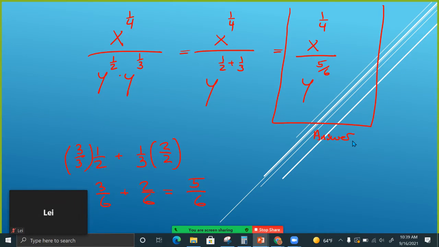This problem, really, most of our work was just adding and subtracting fractions, and remembering our rules, like how do I combine x's on top and x's on bottom? You subtract the top minus bottom exponent. How do I combine the two y's? They're being multiplied. They're the same base, so we add the exponents.